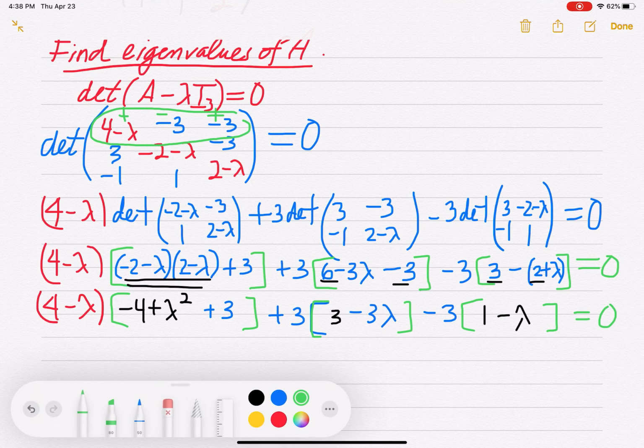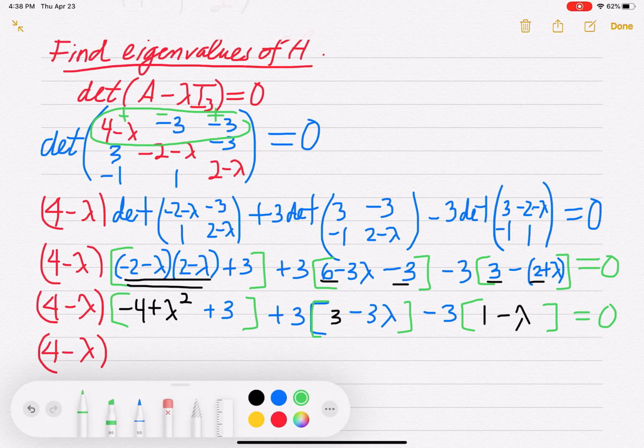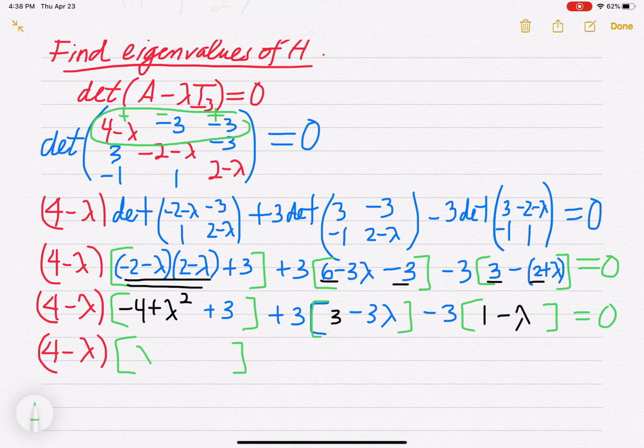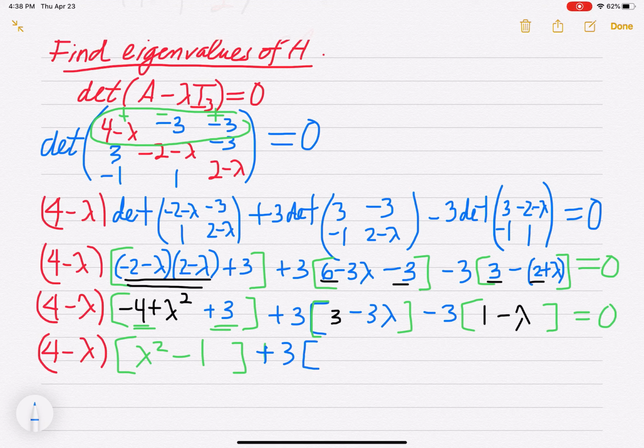So I keep going with my simplifying. And when I simplify in the first green bracket, I'm going to have lambda squared and a minus 1. If you combine a minus 4 and a positive 3, you get a minus 1. And then I got plus, make it blue, plus 3. And then I got a bracket. Here I can factor. I'm going to factor out a 3, and then there I got 1 minus lambda when I factor the 3 out. So it's going to be minus 3, and then I got 1 minus lambda here, equal to 0.